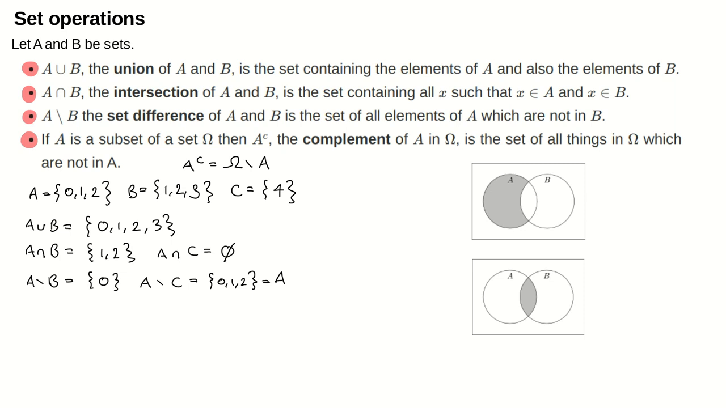Alright, and lastly, let's have a complement. So if we have a set omega being the natural numbers N, so this means the set consisting of 0, 1, 2, and so on, all the non-negative whole numbers, well then the complement of A in omega, which we write as A^C, that's all the elements of omega which are not in A. So that will be 3, 4, 5, 6, and so on.